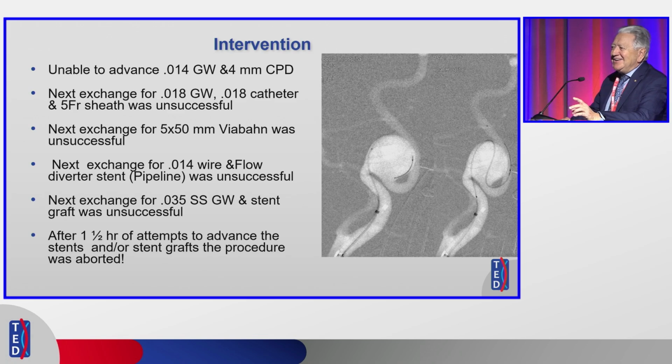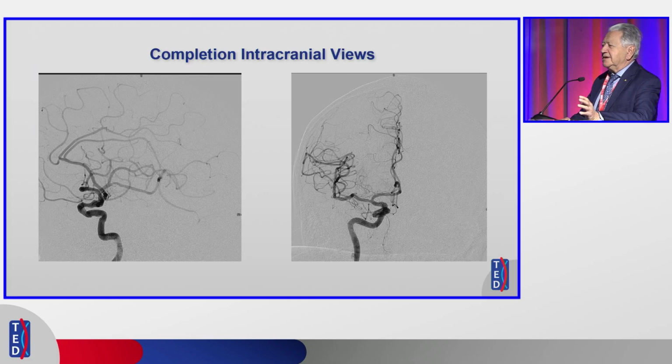So here are all the things that we tried to do. Any kind of scenario that you could imagine, changing to a stiffer wire, trying a Viabahn. We tried a flow diverter, but after about an hour and a half, which is way past what you should do, but that was the reason for doing the live case, and I would never pursue it otherwise. We aborted the procedure.